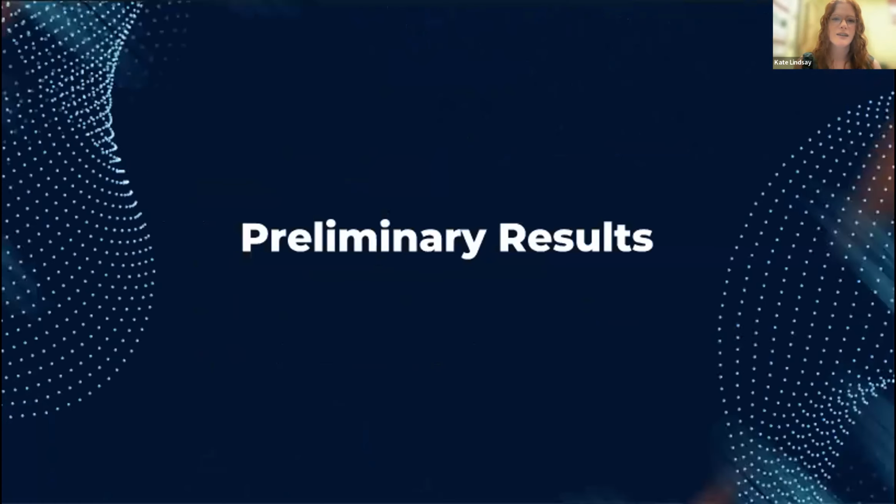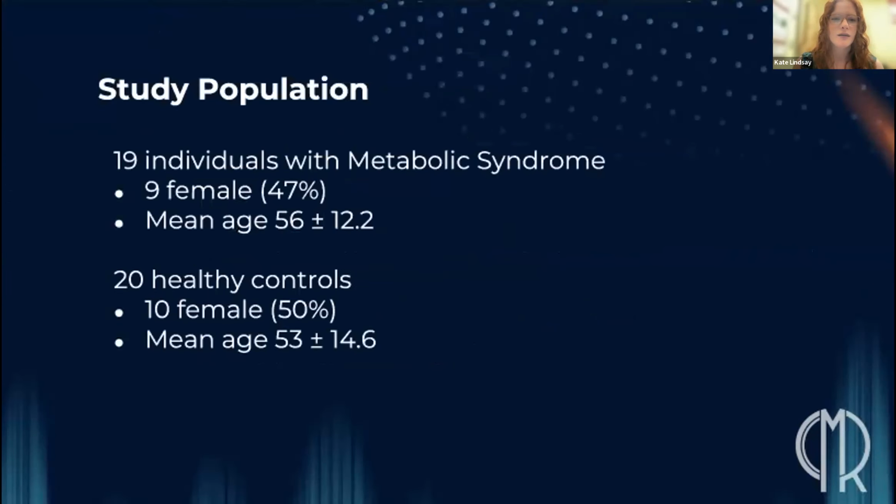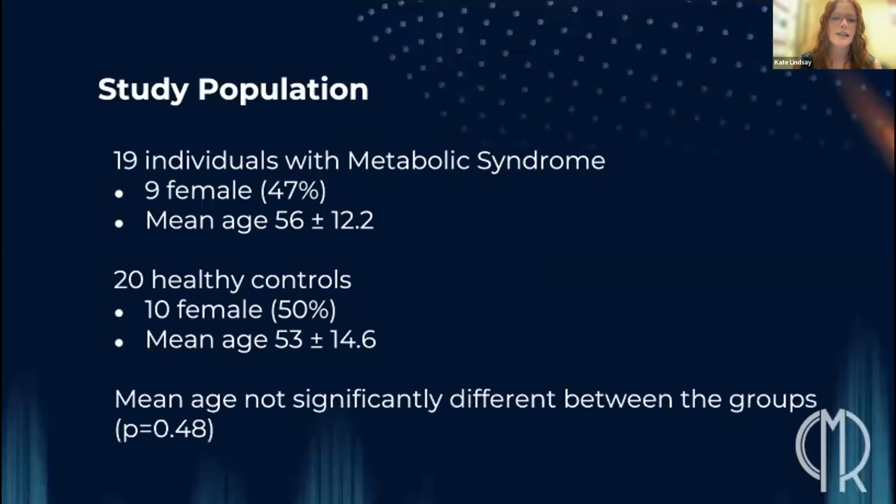So now on to some preliminary data. So for our study population included in this analysis, we ended up with 19 individuals with metabolic syndrome. 9 of those were female, and they had a mean age of 56, and 20 healthy controls. Half of those were female, and their mean age was 53. One thing to note here is that the mean age didn't differ significantly between the control and the metabolic syndrome group.